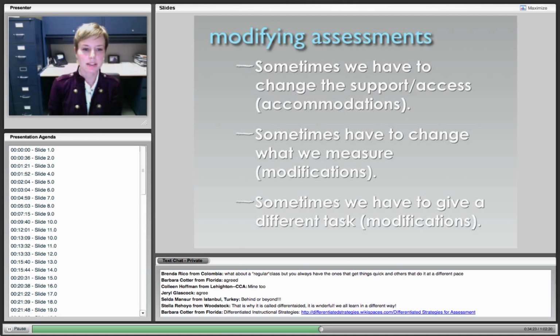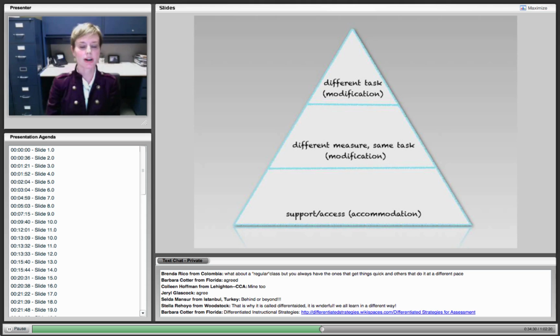Sometimes, and this is the rarest, but sometimes we have to give a completely different task. So if we organize our thinking about changing our assessments in this way, for most students who are struggling or have disabilities, we just change the support we provide. We provide them with access, with accommodations. For fewer students, we may need to measure something different. We give the same task, but we may need to measure something different. And for the smallest number of students, we may need to give a different task.